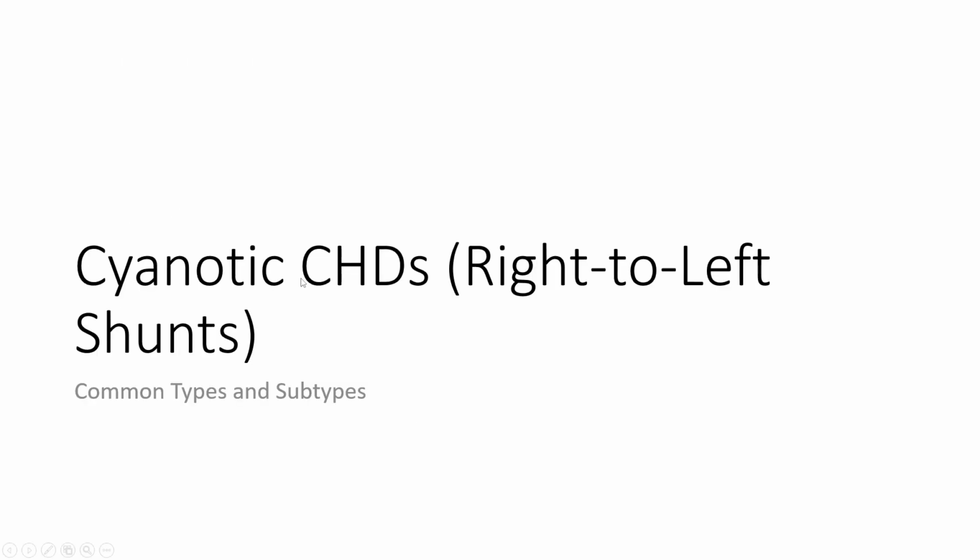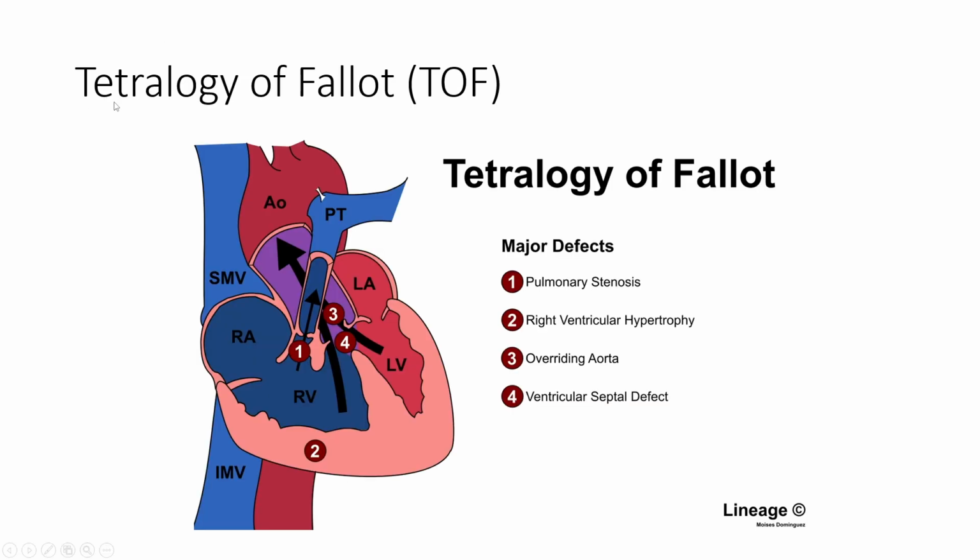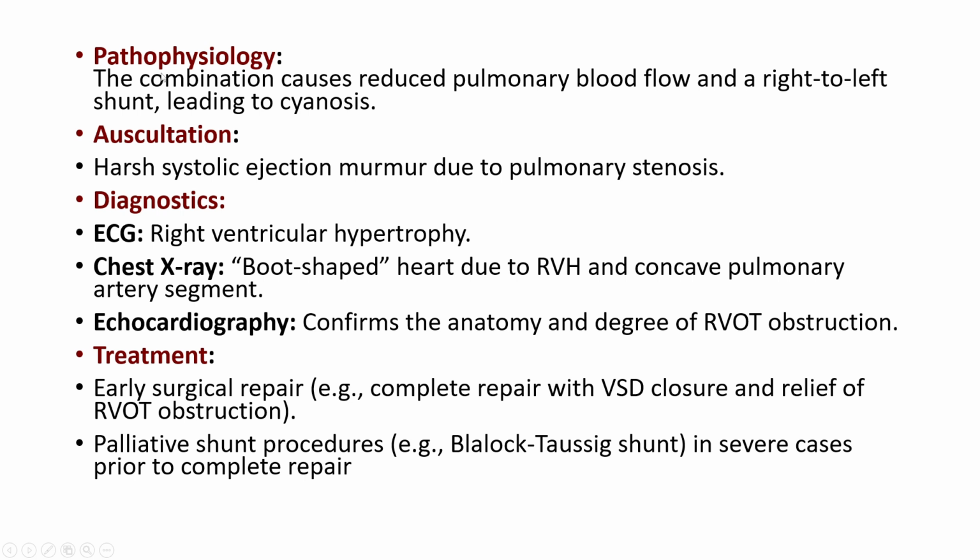Then we will move to the cyanotic cardiac heart defects, such as the right to left shunt this time. So first of all, we have the tetralogy of Fallot, the boot-shaped heart. Here we will have four defects in the heart. The first one is pulmonary stenosis, the right ventricular hypertrophy, overriding aorta, and ventricular septal defect. So it's a combination of causes that will reduce the pulmonary blood flow and lead to right to left shunt.